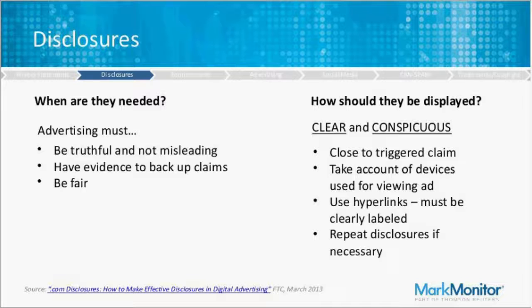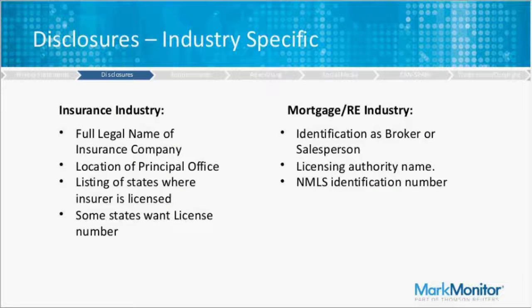Again, when you're talking about your third-party brokers and agents, if they're out there making claims and they're not putting disclosures, there's your risk right there. So specific industries also have specific disclosure requirements for individuals. If they're on social media, for example, the insurance industry wants to make sure that you have your full name and insurance company, perhaps the location of your principal office, the list of states where you're insured, and some states even want the license number. And then the mortgage industry has some other requirements.